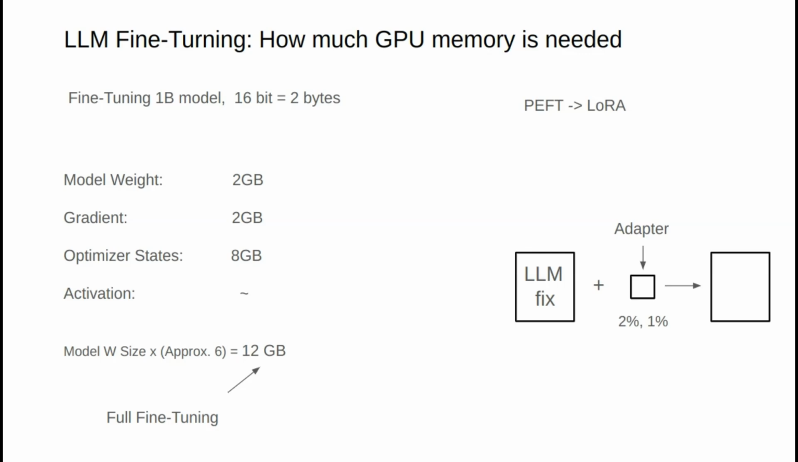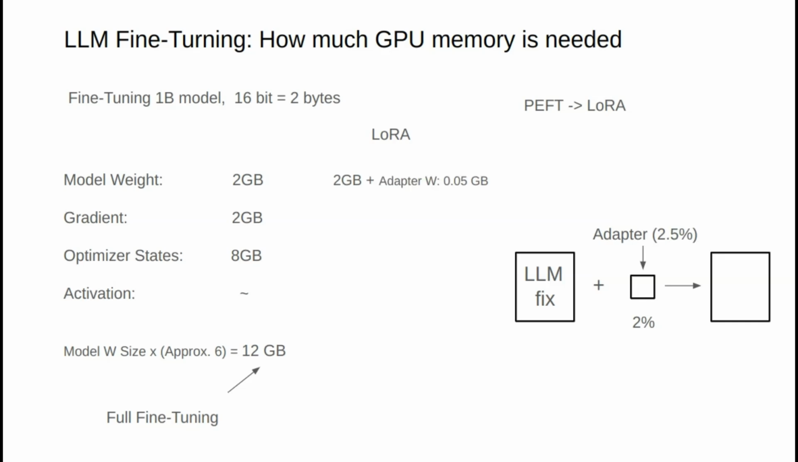Visually, you can think of the original model remaining unchanged, while the new adapter parameters are added on top of it. For instance, if the adapter represents 2% of the original model's parameters, the adapter is much smaller. For LoRA fine-tuning, the original model still needs to be loaded into GPU memory, but the memory required for gradients and optimizer states is much smaller because it only applies to the adapter parameters.